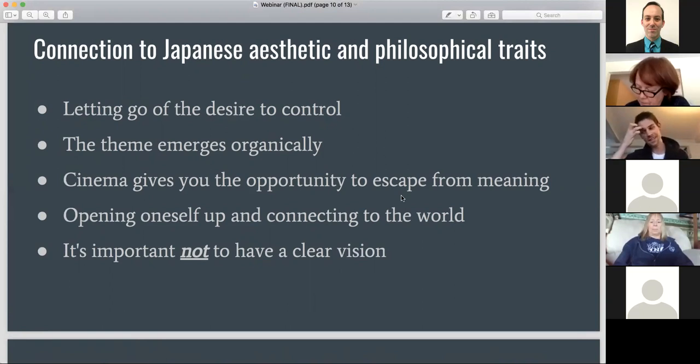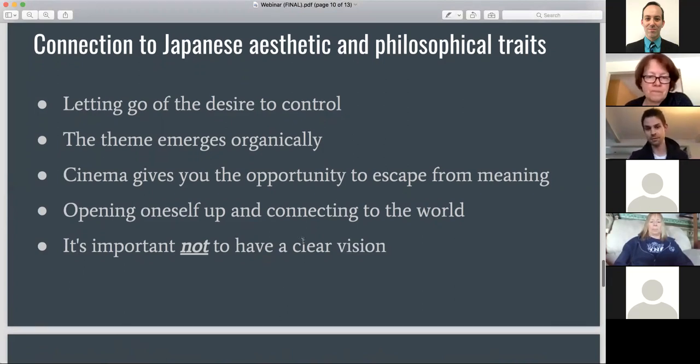So it's very different from the way we look at art making in the Western world for the most part. And I think it's an interesting model. Also, again, opening yourself up and connecting to the world, to the natural world, goes back to that Stonebridge idea, right? And finally, it's important not to have a clear vision.